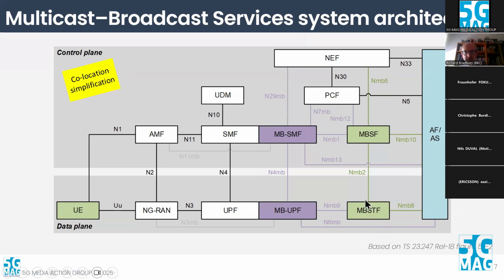It doesn't really affect what we're doing over here with the green stuff. So it's mainly the MBS transport function that we've been implementing. So it ingests content at this reference point NMB8, and then it spits out multicast packets at reference point NMB9 to the MBUPF, and then sends them downstream to the user equipment via this user plane function and the RAN.